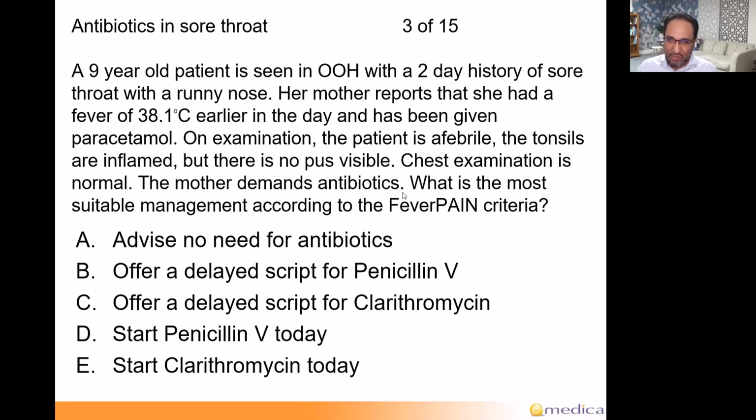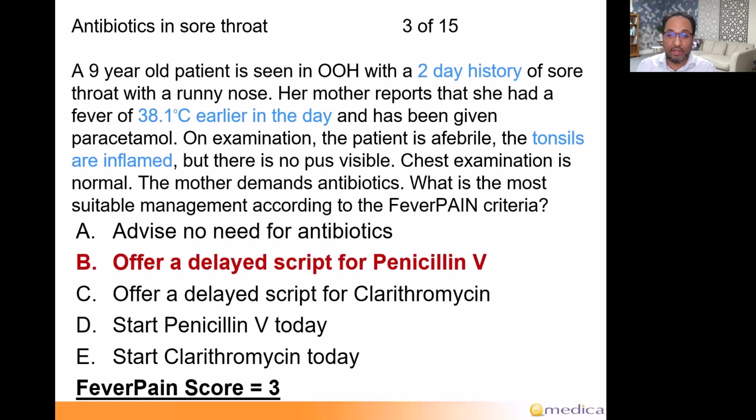All right, okay. So this patient's FeverPAIN is actually 3, and the guideline recommends offering a delayed script for Pen V. So B is the correct answer. They're not allergic to Pen V. If they were allergic, then you would use something like clarithromycin or erythromycin. So let's look at why they get the 3.